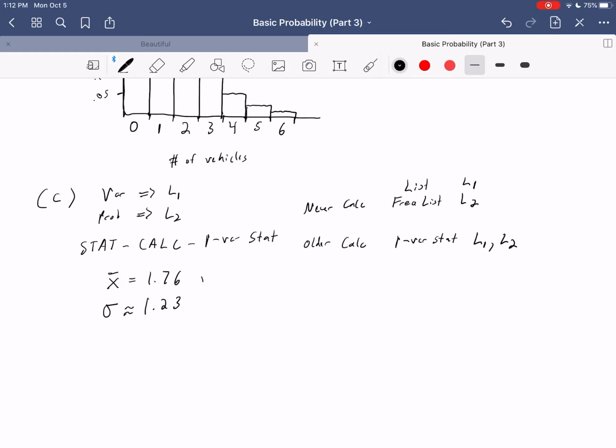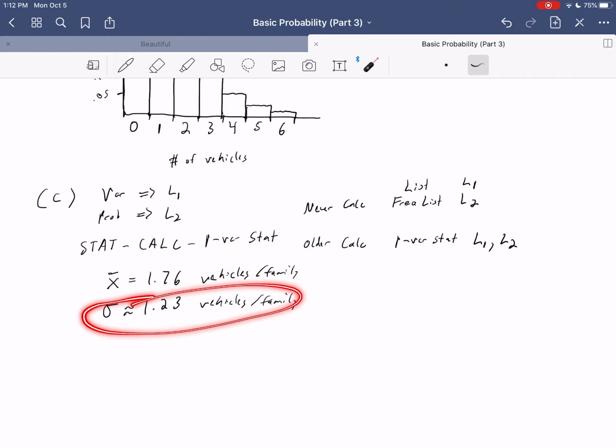What are the units here? Well, of course, we're talking about vehicles. So this would be vehicles here, and then, of course, per family. So we're saying that the average number of vehicles owned is 1.76 and the standard deviation is 1.23. Now, of course, even with a discrete variable where you can only have 0, 1, 2, 3, 4, 5, 6, it's totally fine for the average and standard deviation, which are measures, to be decimals here.